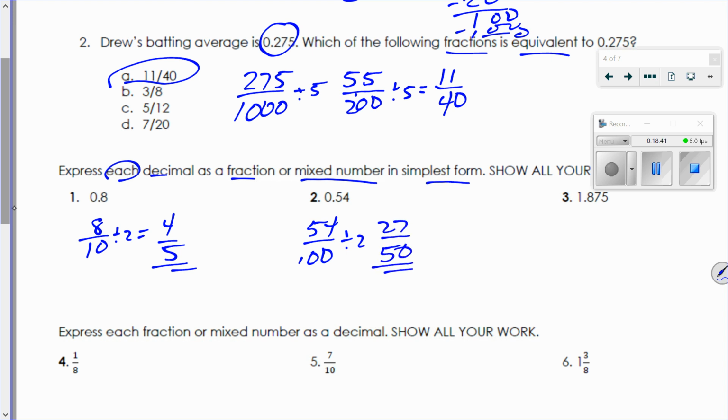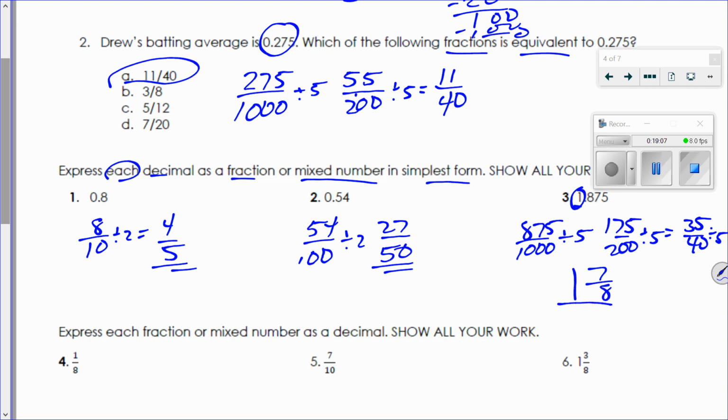Say it. 1 and 875 thousandths, write it. I don't worry about the one piece. So 875 thousandths. Simplify, I can divide by 5. Is going to get me 175 over 200. So I can divide by 5, gets me 35 over 40. So I can divide by 5, gets me 7/8. Then I add the 1 back in front of it. Don't forget to put the whole number back if you had one in front of the decimal.